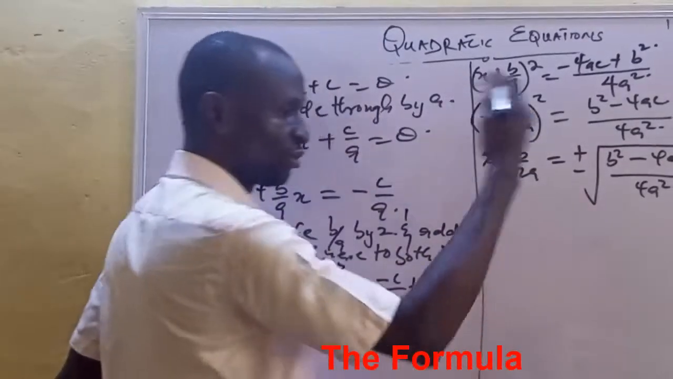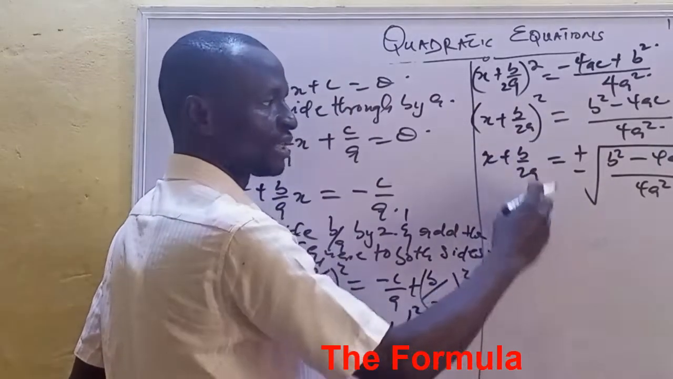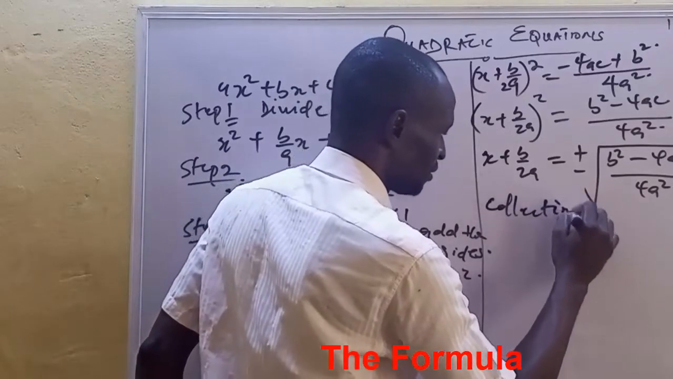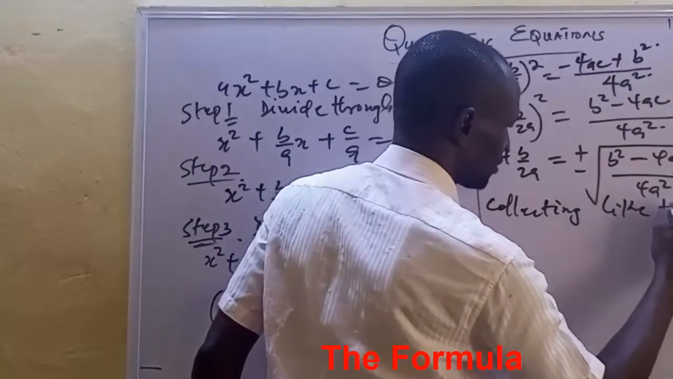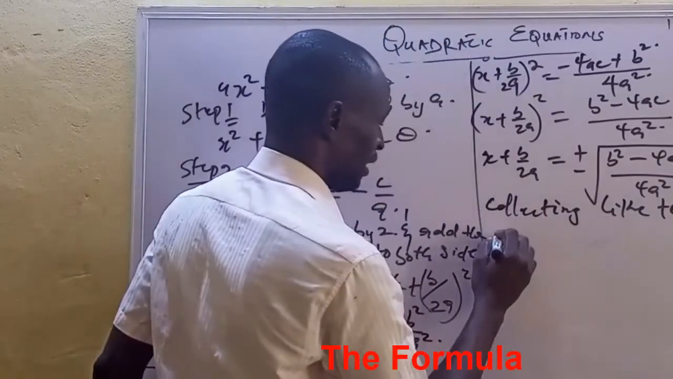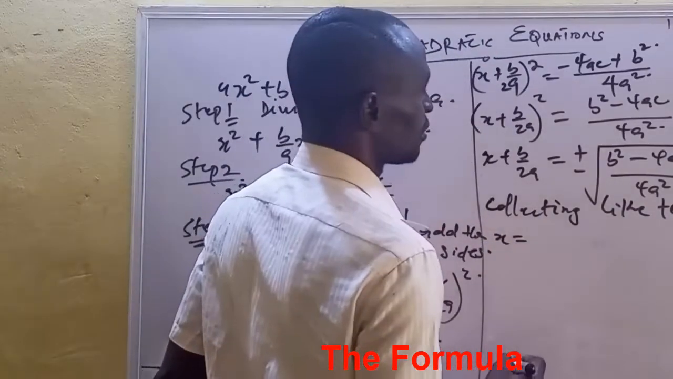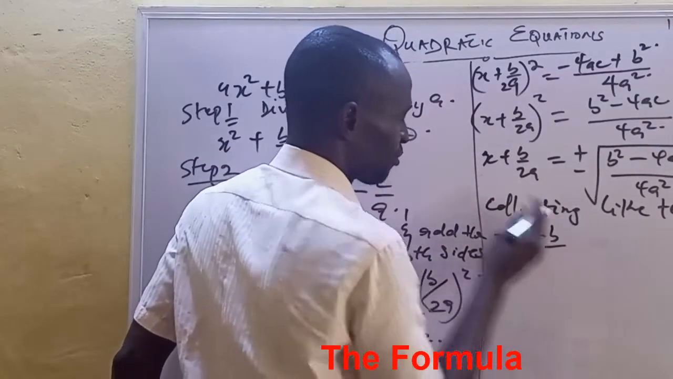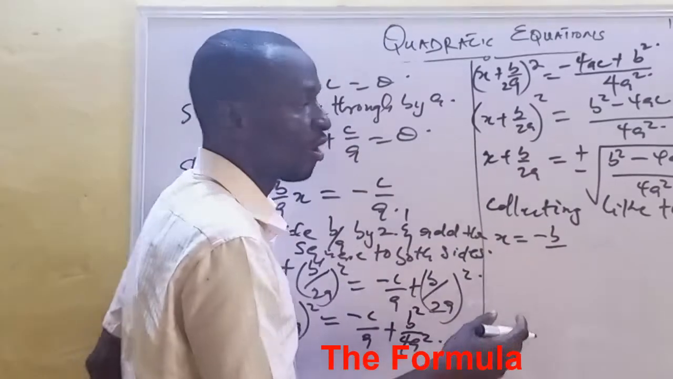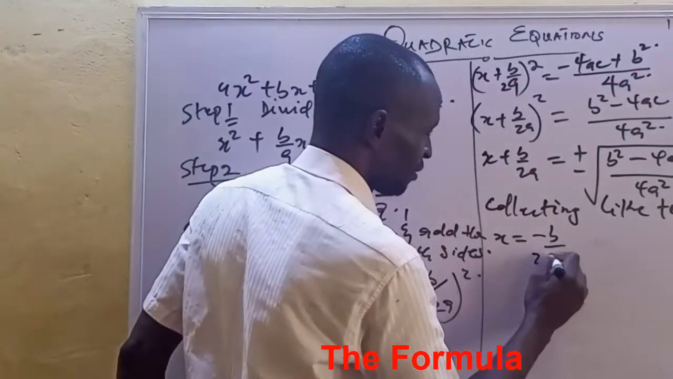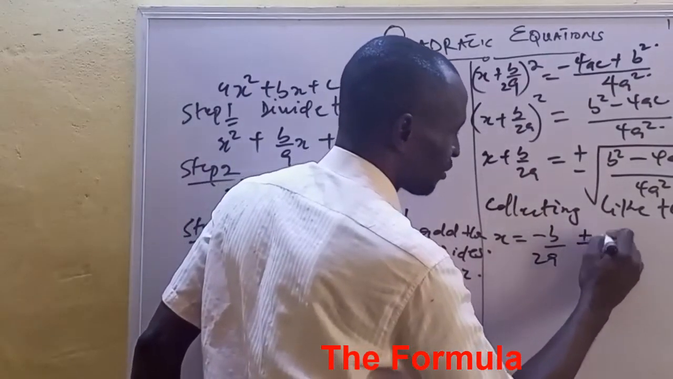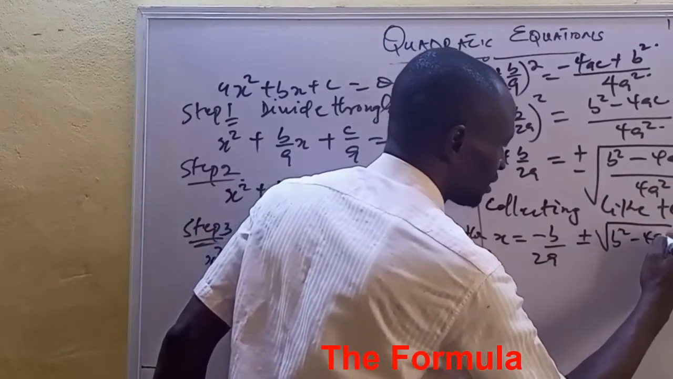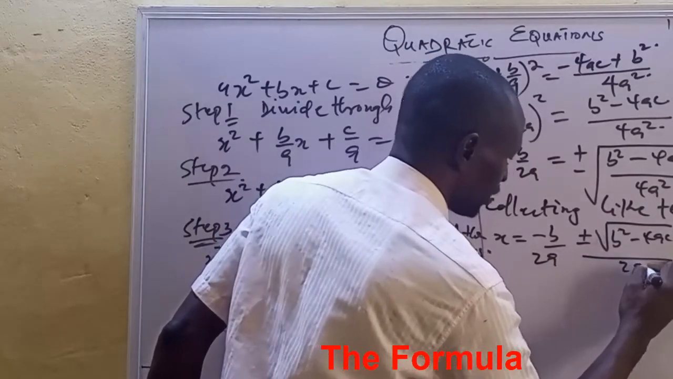So that now b over 2a, which is also a constant, can go to the other side. Let's collect like terms. x now equals, x equals minus b over 2a plus or minus the square root of b squared minus 4ac all over 2a.